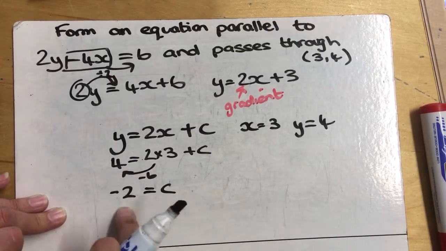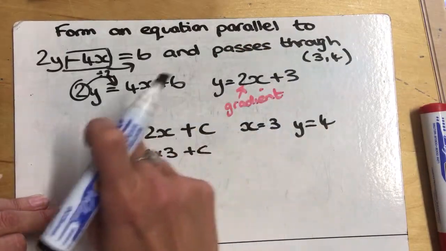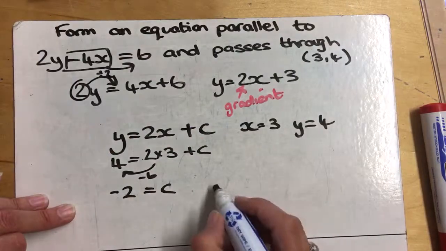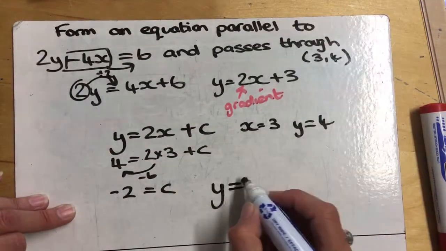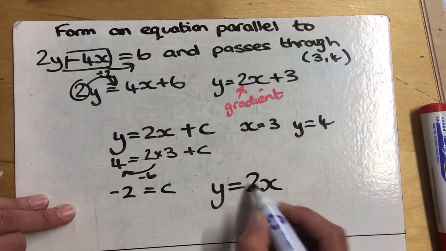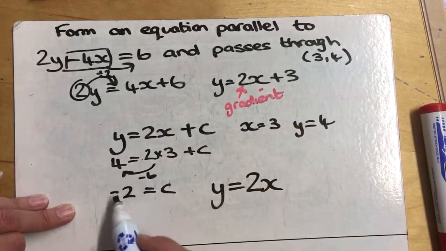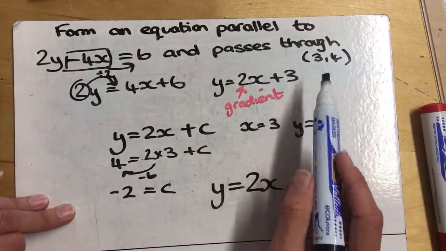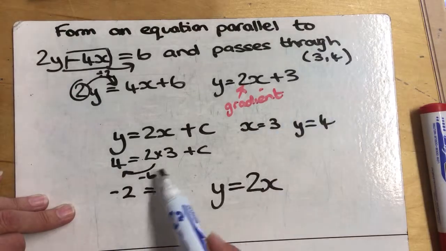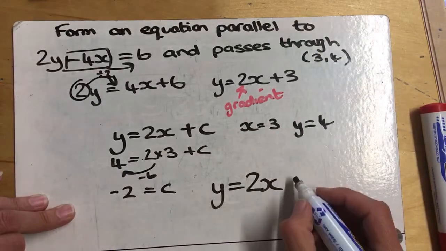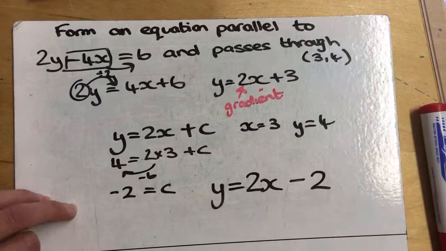So we now have our c value, and we're going to replace it in here to give us our answer. So y equals 2x, gradient 2 from the original, and then we've just worked out that this equation goes through this point, so it must pass through the y-intercept at minus 2.